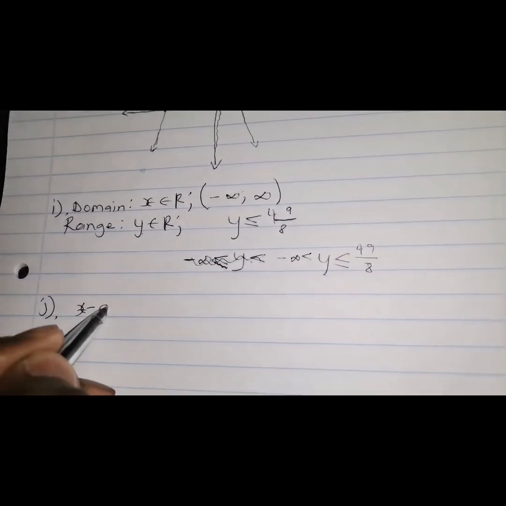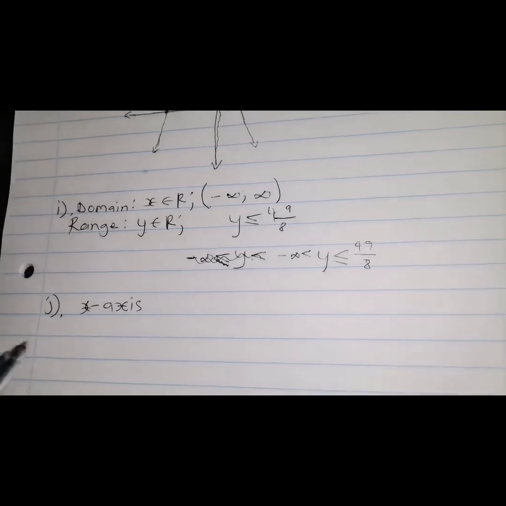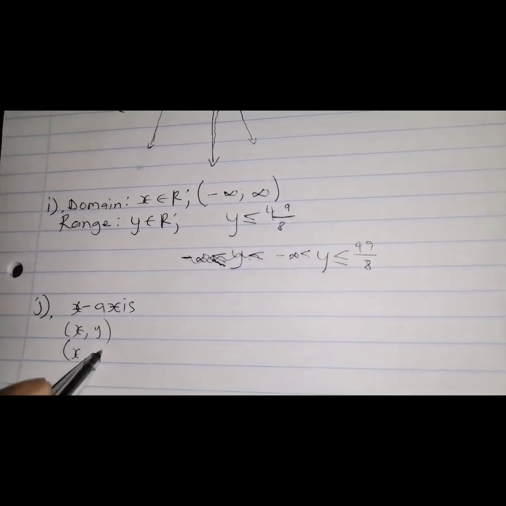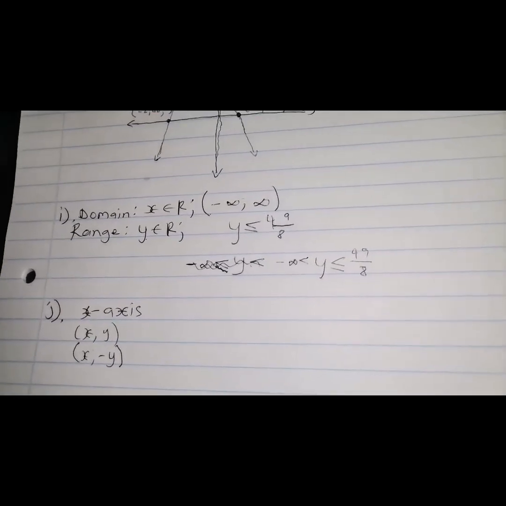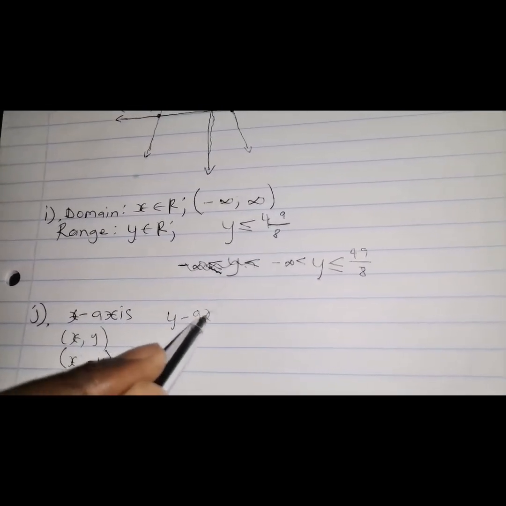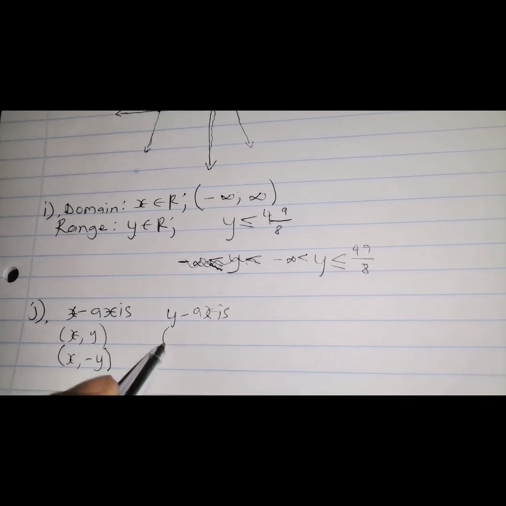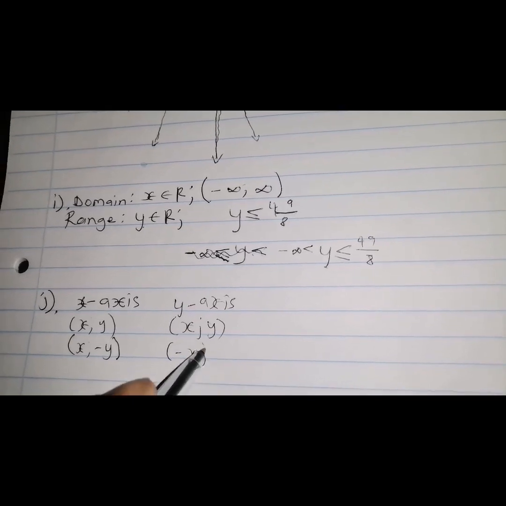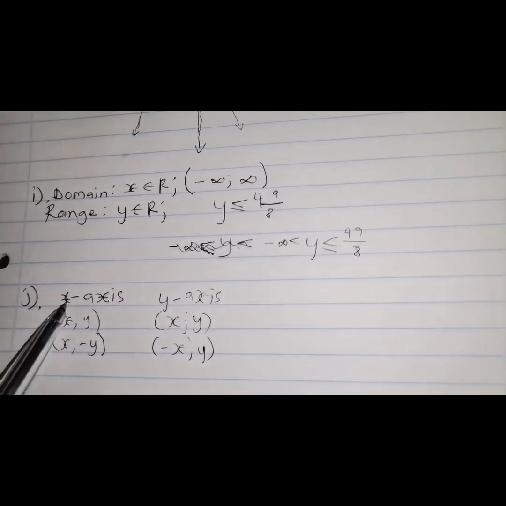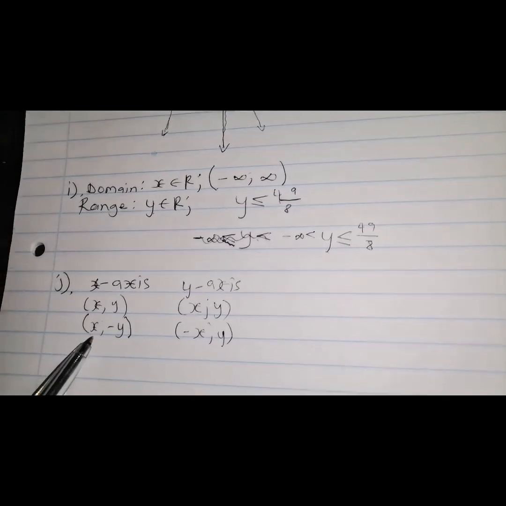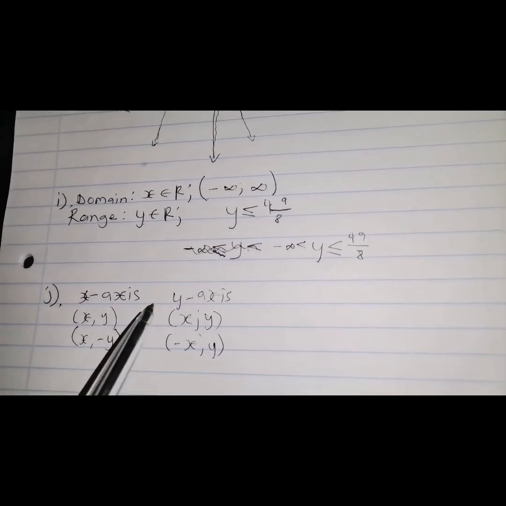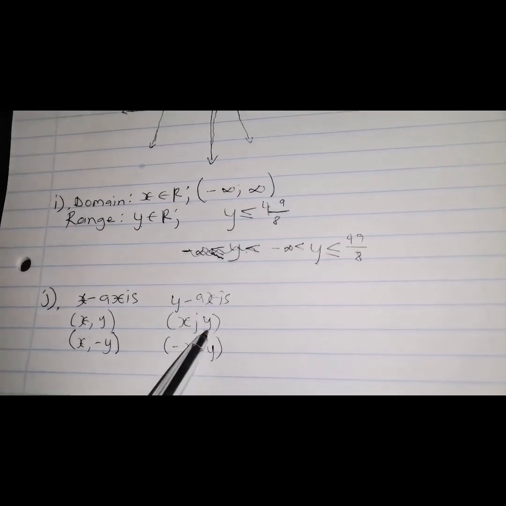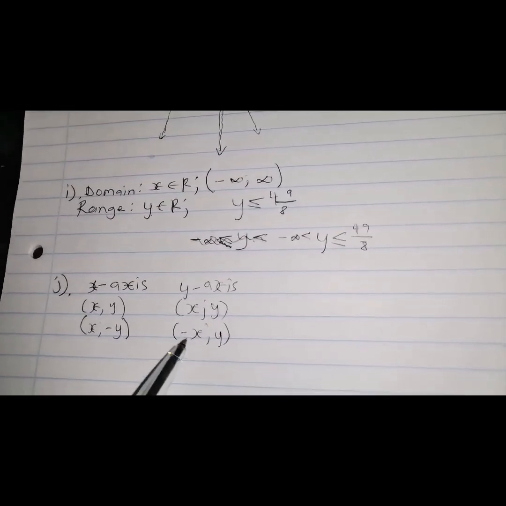If they say that the function is reflected in the x-axis, if you have x and y, that means your y should be negative, meaning you must put a negative sign on your y. Then if it reflects about the y-axis, it means you must change your x to negative x, and y stays. If they say the graph has reflected about the x-axis, it means you must change from positive x and positive y to x and negative y.